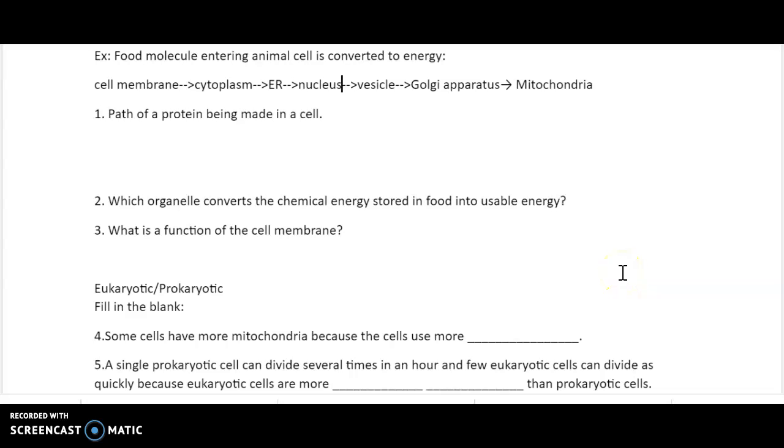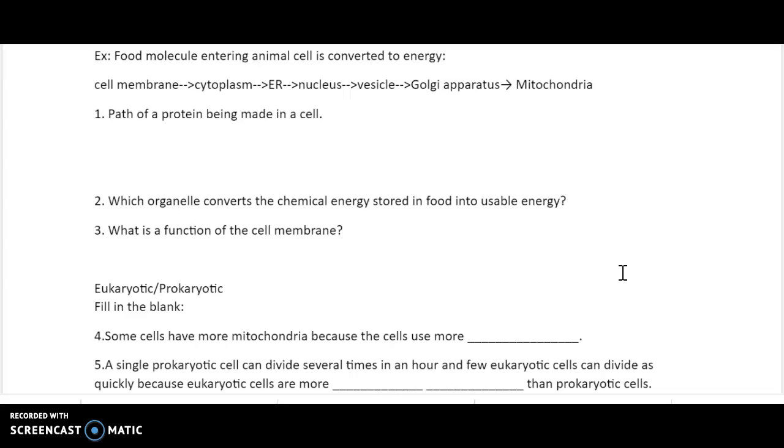I'm going to be going over the cell unit test study guide with you. Okay, it gives us an example here of a food molecule entering the animal cell and converted into energy. It enters through the cell membrane, goes into the cytoplasm, and there it's picked up by the ER where it is then packaged. It's packaged in a vesicle, goes out to the Golgi apparatus where it's modified and packaged and sorted and put into another transport vesicle and sent to the mitochondria.